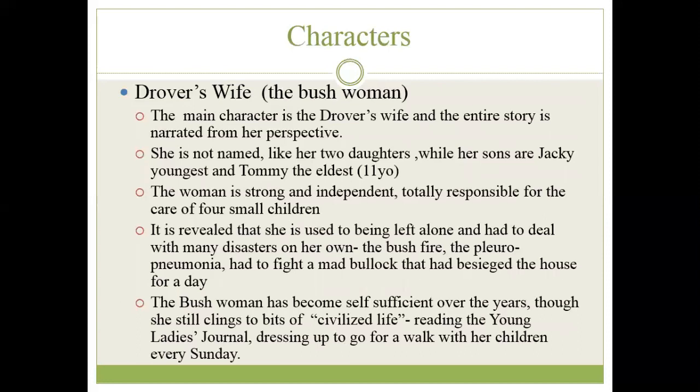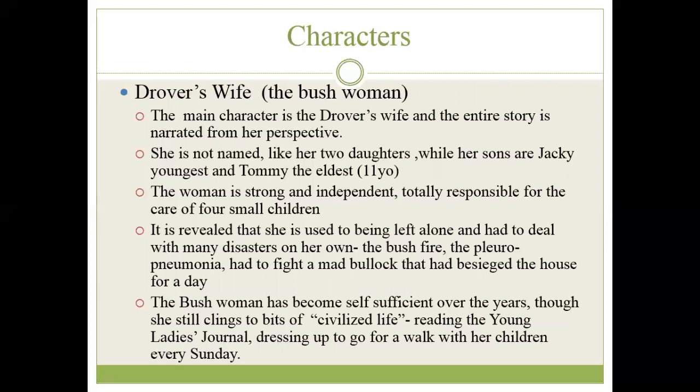The characters. The main character is the drover's wife, who is also referred to as the bushwoman. And the entire story is narrated from her perspective. She is not named, like her 2 daughters, while her sons are Jackie, the youngest, and Tommy, the eldest, who is 11 years old. The woman is strong and independent and totally responsible for the care of 4 small children.